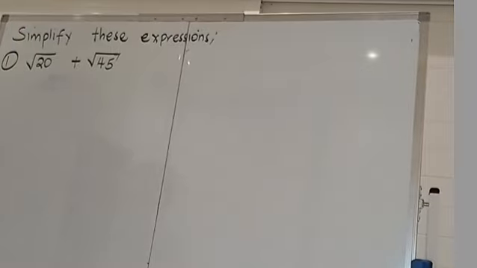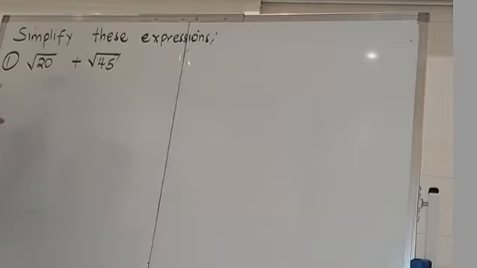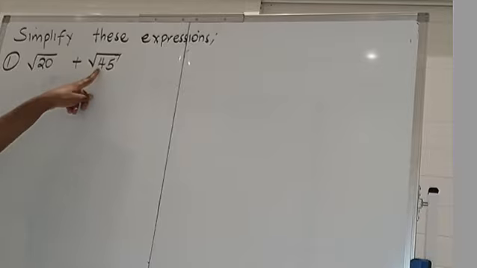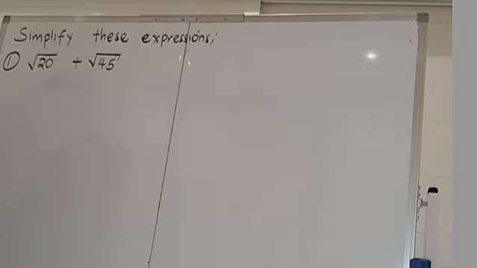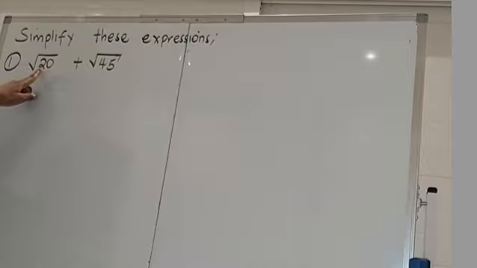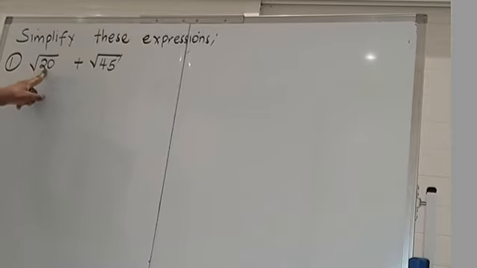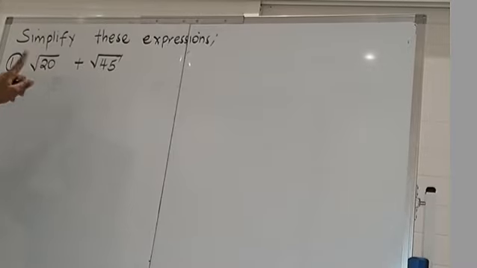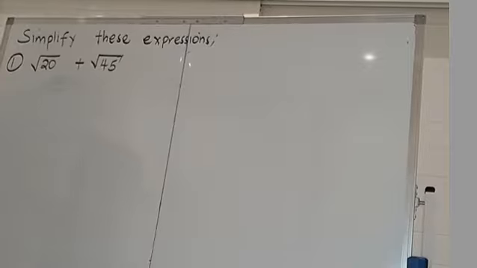Okay, let us simplify these expressions. We have started with this one. It is root 20 plus root 45. This is root 45. This is a surd. Now to simplify this, you need to look at the number that is inside the radical sign, or inside the root. It has factors, okay?